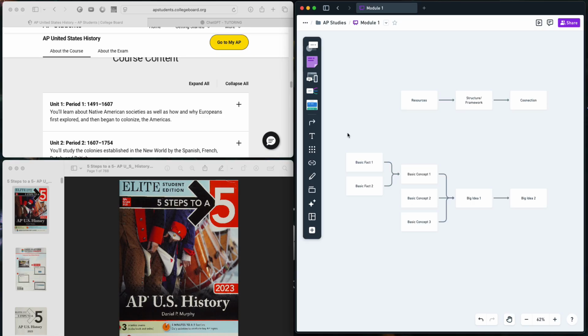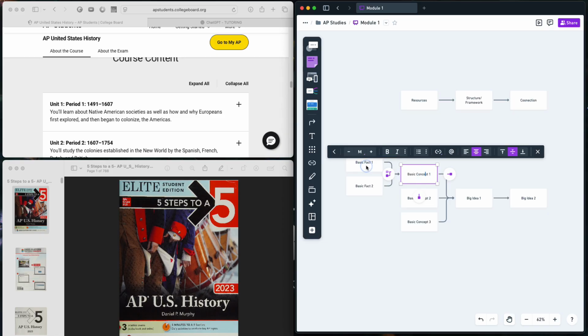For example, Christopher Columbus sailed in 1492 to what he thought was India, right? So this was his basic fact, right? Sailed in 1492, thought he was in India, right? But what is a concept? Concepts are basically bringing all those facts together and then having that big arching idea.